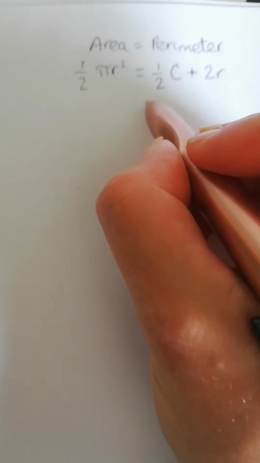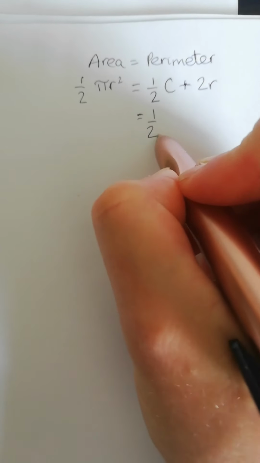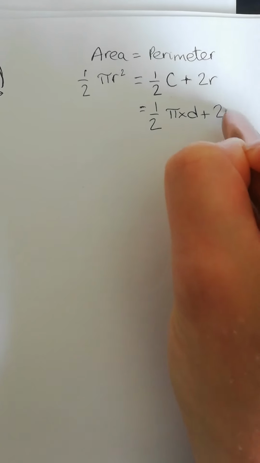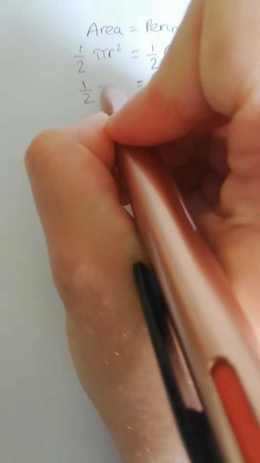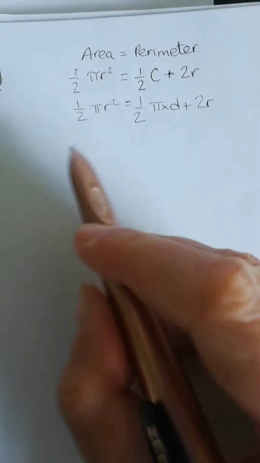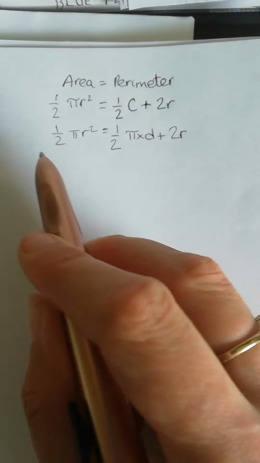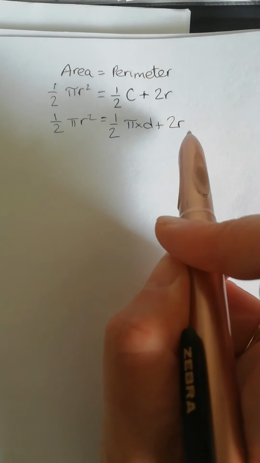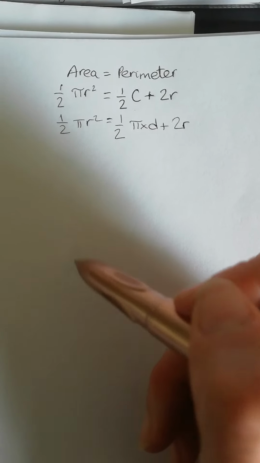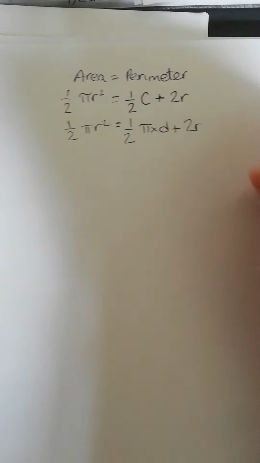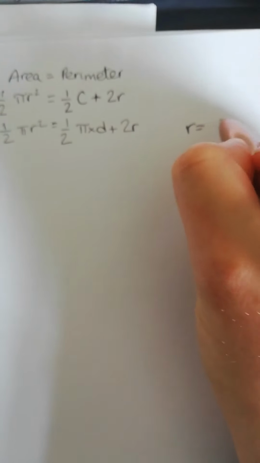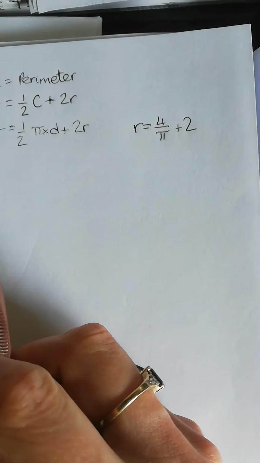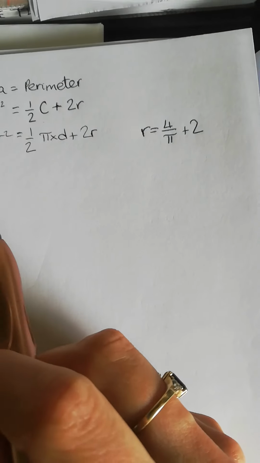Now, we can replace the circumference. We know that the circumference is pi times d. Okay, so we can replace that first of all. Now, at the moment, what we're working with here, this equation, we've got a half pi r squared for the area, we've got half of pi times d plus 2r for the perimeter, and we're being told in the question that we've got to make this look like, effectively, this, r equals 4 over pi plus 2.